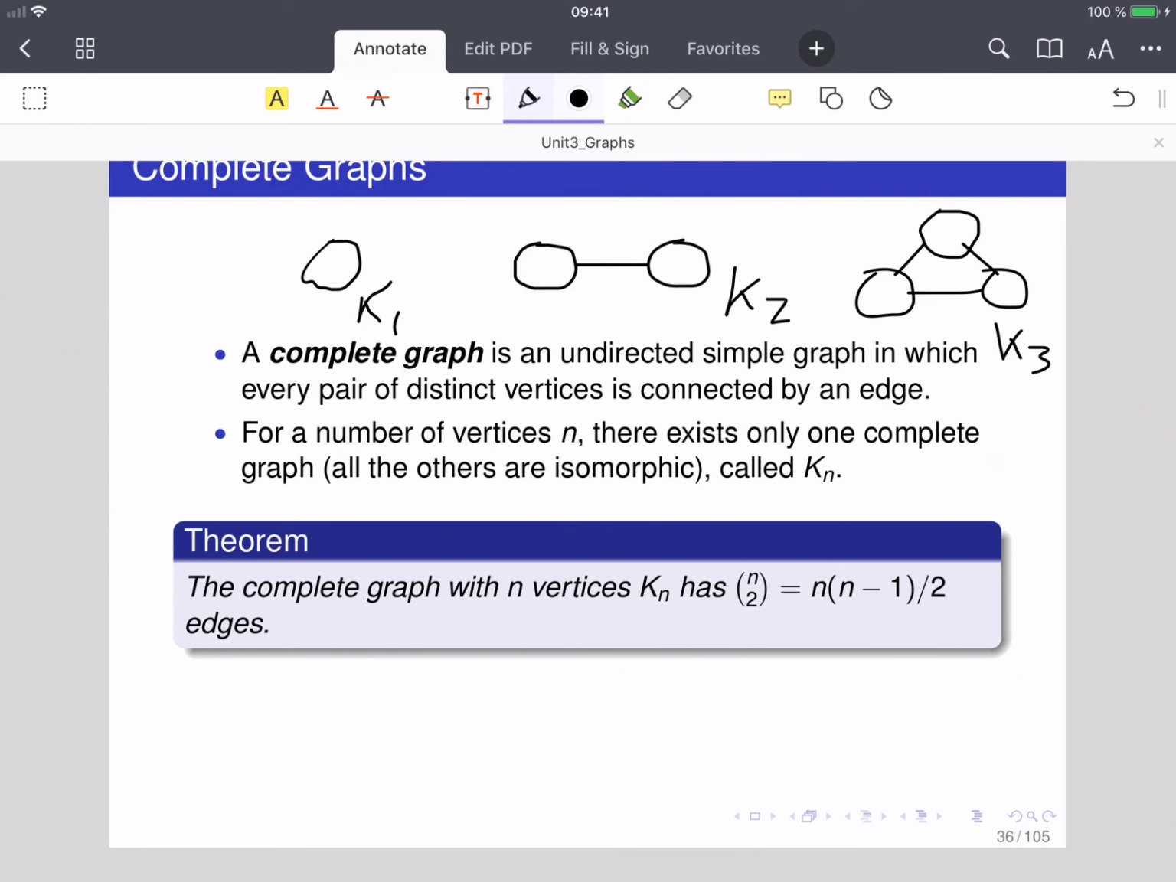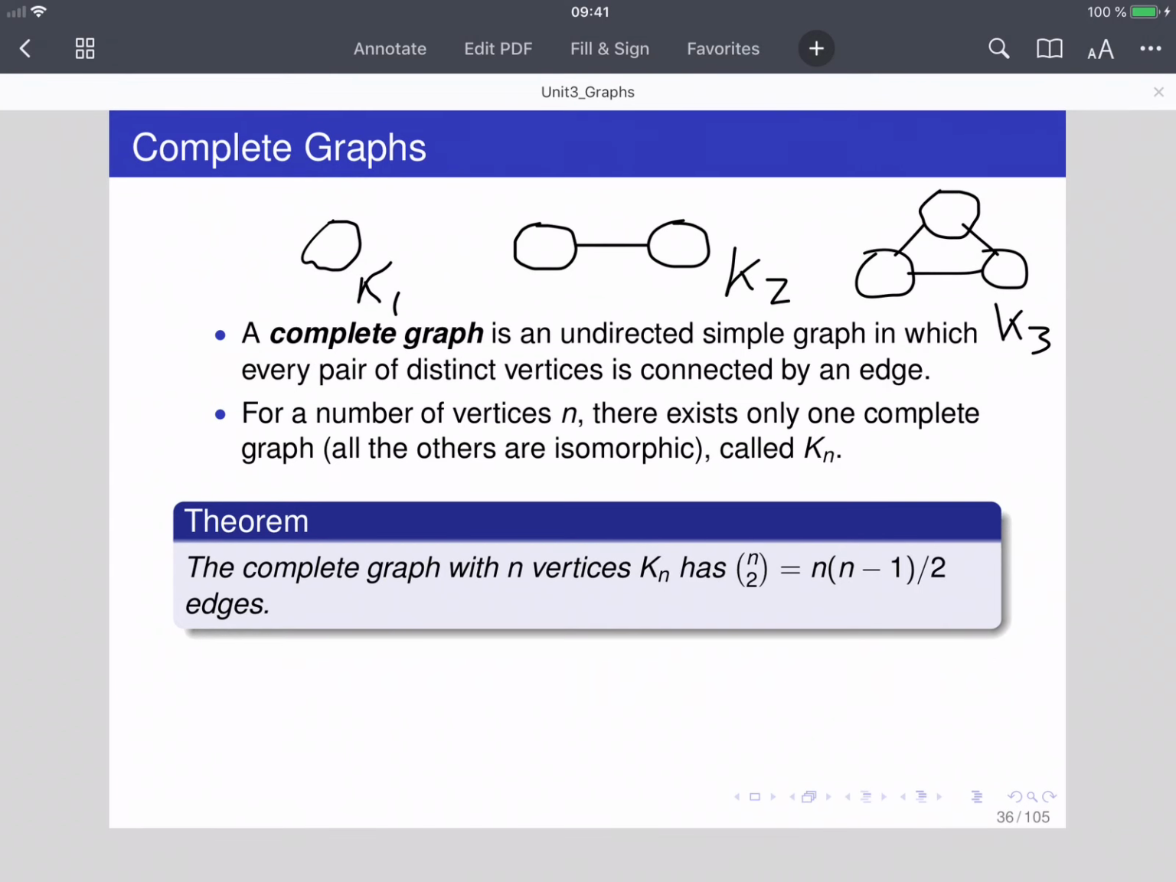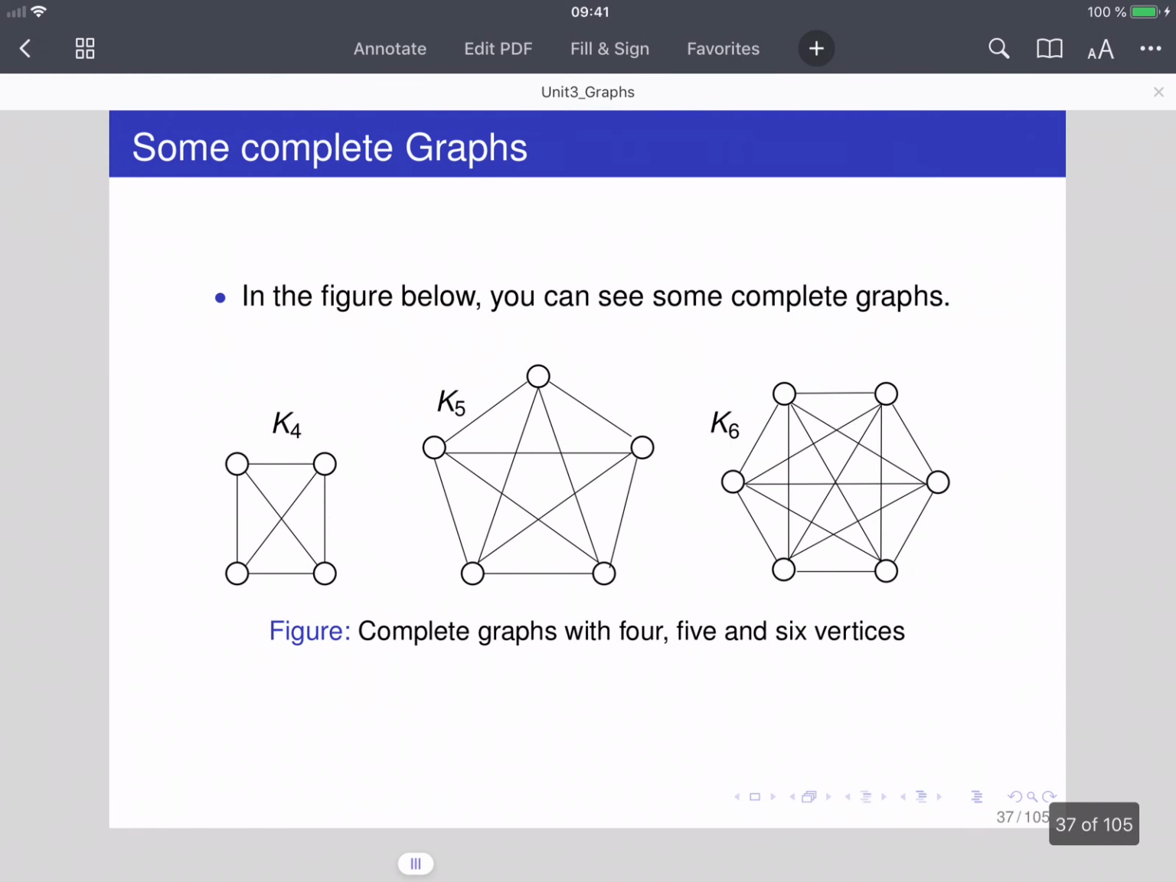In the next slide, I will return to the theorem in this slide afterwards, but in the next slide you can see pictures of K4, K5, K6, and it's not difficult to draw pictures of other complete graphs. You just draw the number of vertices and then you connect each vertex to the others.